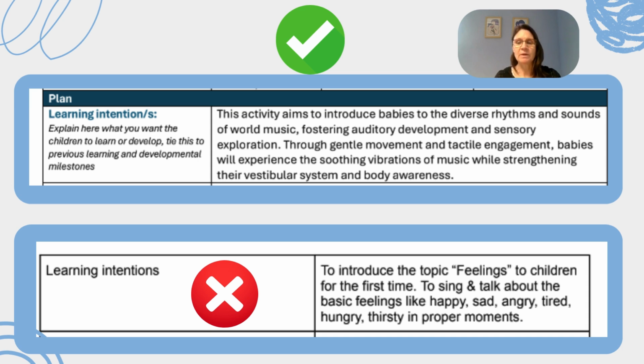feelings. So this one is really vague, and it's also not developmentally appropriate to sing and talk about basic feelings. That's actually what you're doing. That's not really the intention. So the intention for this one would be more to practice the vocabulary around the understanding of feelings and give greater support for that understanding of feelings. That would be the intention of that activity.